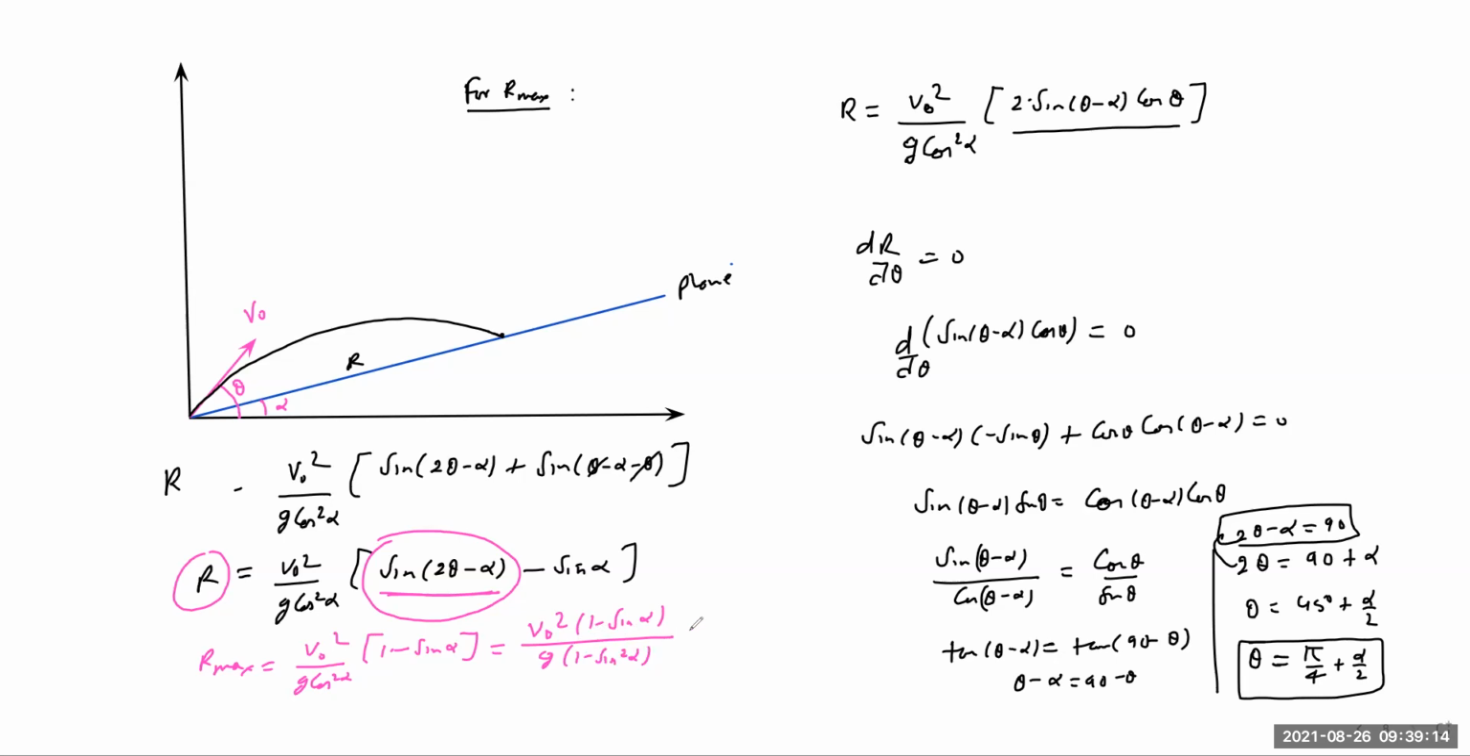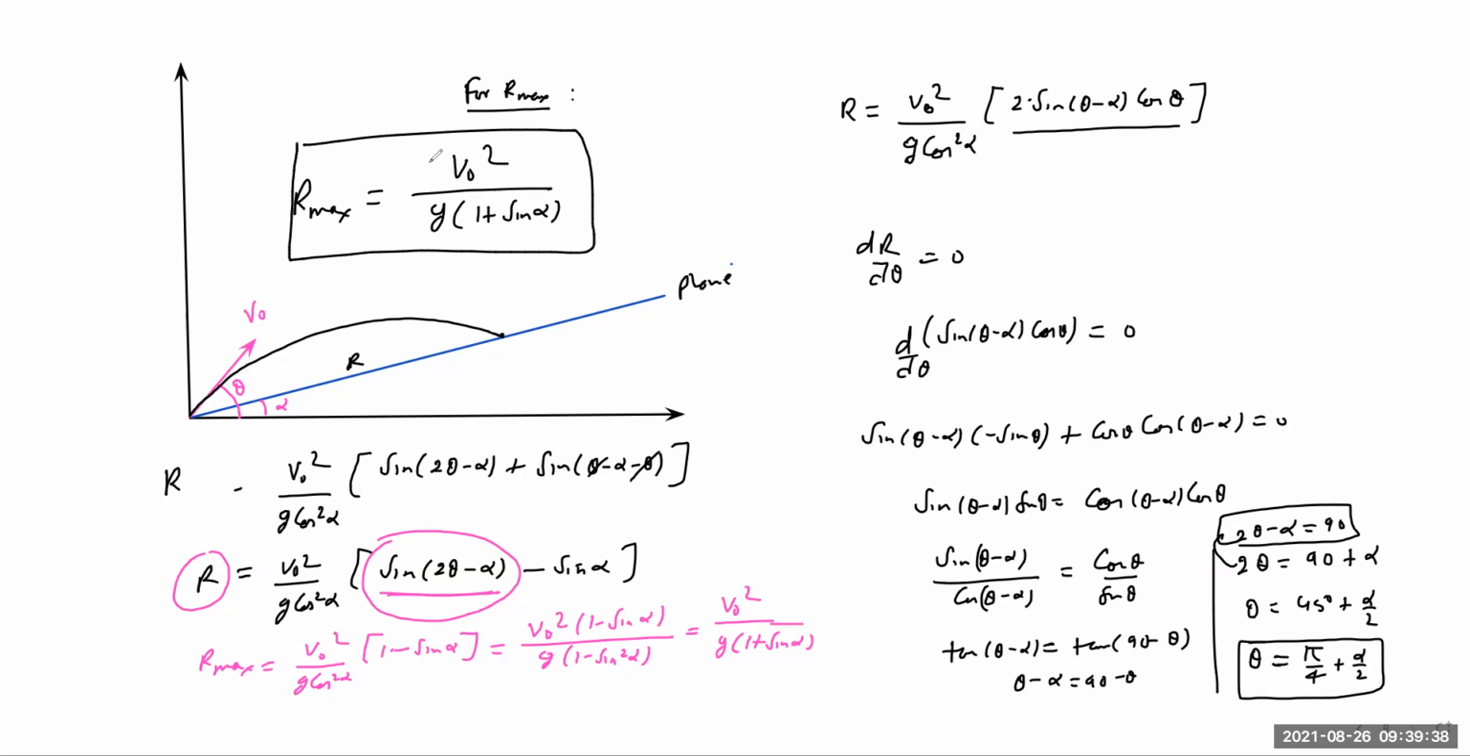And then this becomes 1 plus sin alpha, because 1 minus sin square we can write as 1 minus sin alpha into 1 plus sin alpha. That will cancel out. And now we have the formula, the R max: V naught square by g(1 plus sine of angle alpha).